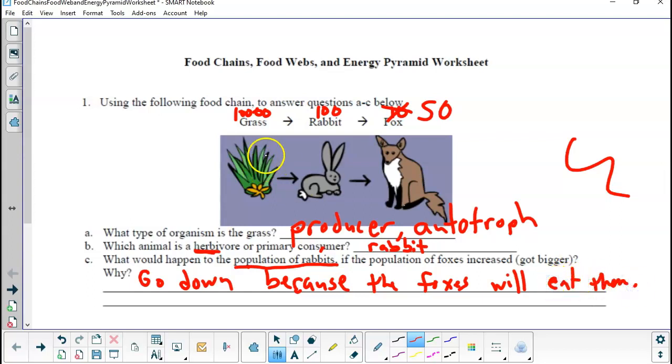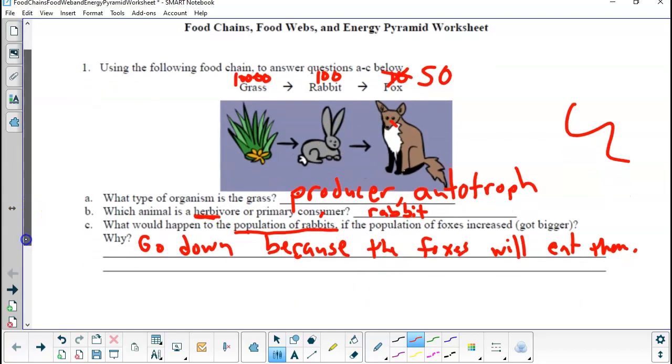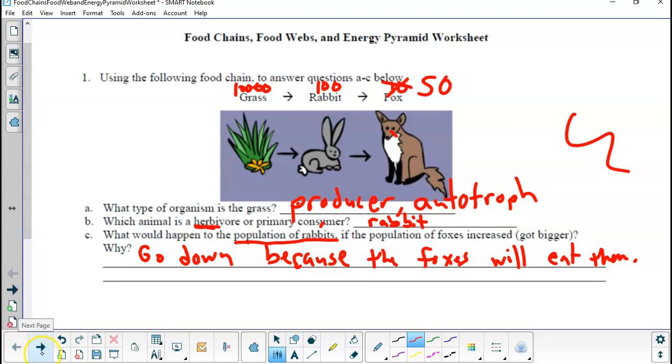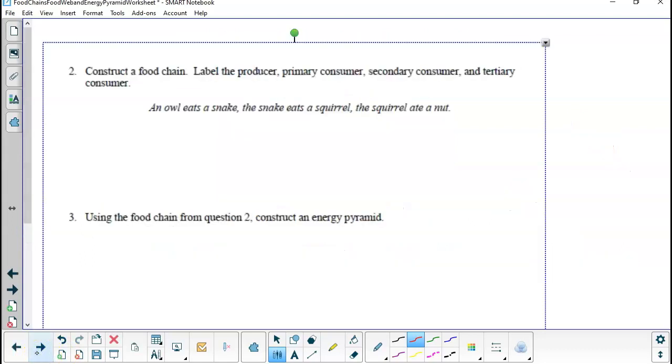Okay, so if one thing in the chain goes up or down, it's going to affect everything else that's connected to it. All right, so that's really important to remember about these food chains and food webs. If one thing gets messed up, everything else does too. All right, now the next thing we have to do is construct or build a food chain. So we have some info here, and we have to label some vocab words. Now, I could be really artistic and draw these things. I'm not an artistic person.